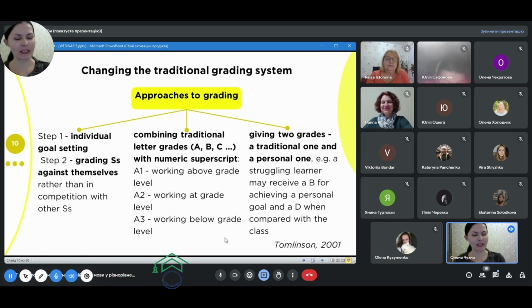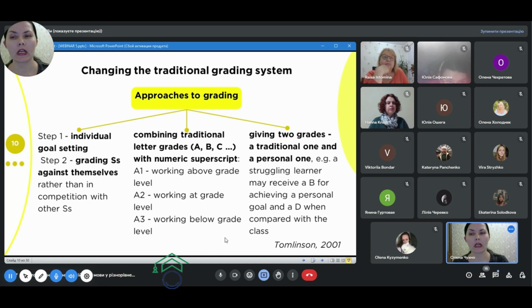But at least we have some tips. You can follow them informally, just for you and for your students to understand what progress they make and whether they make this progress or not. So you can use 3 approaches to grading.